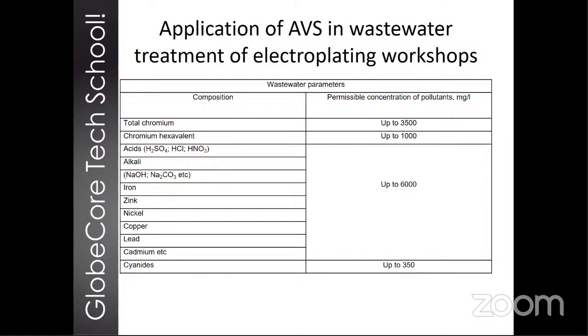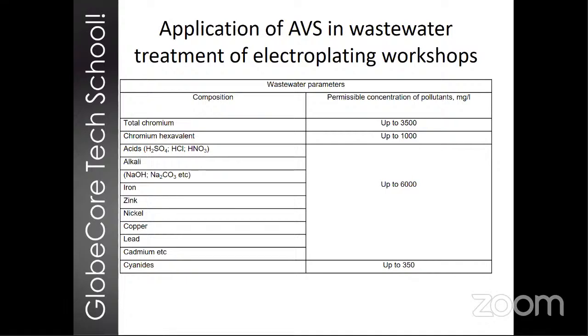This table here lists the characteristics of the composition and concentration of pollutants in wastewater coming from galvanic industry and from other industries where the AVS can be successfully used. The following requirements are imposed on wastewater being treated at treatment facilities using the AVS. So we need to have equalization of the composition and concentration of contaminants.